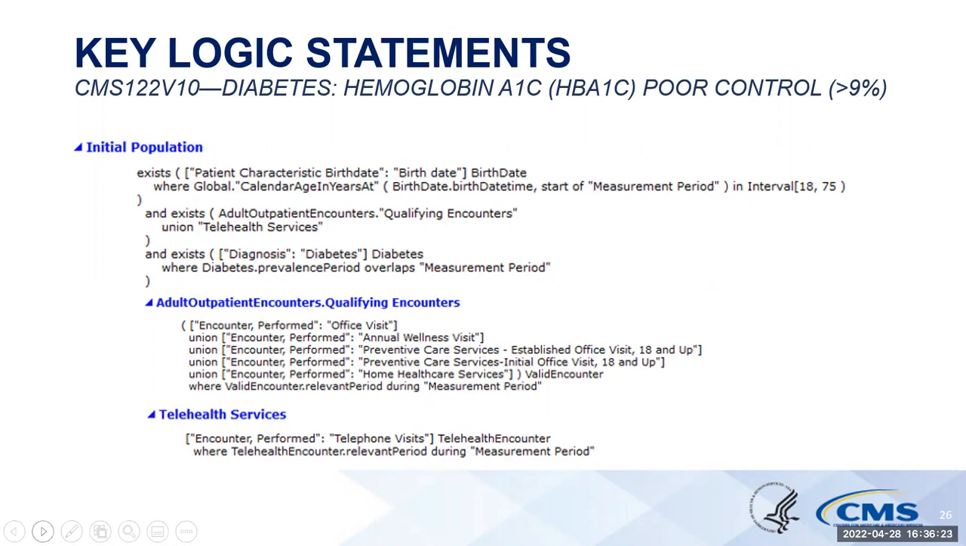Like we saw with CMS 165, a parameter is used for the patient's birth date. A function called calendar age in years at is used to calculate the patient's age at the start of the measurement period. For this initial population, the patient needs to be ages 18 to 74 on January 1st, 2022 to meet this criteria. The intent of this measure is to capture patients who turn 75 by the end of the measurement period by including patients who are 74 at the start of the measurement period.